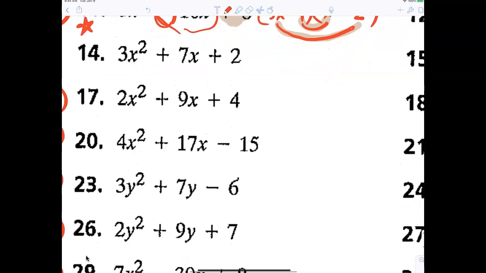All right, here we go. Number 14. How am I handling 14? What's the only way to make 3x squared? 3x and x. What are the only factors of 2? 2 and 1. Where do I want the 2 to go? On the right or the left? The right. Now, some of you are getting good because you know I'm having to multiply those together.